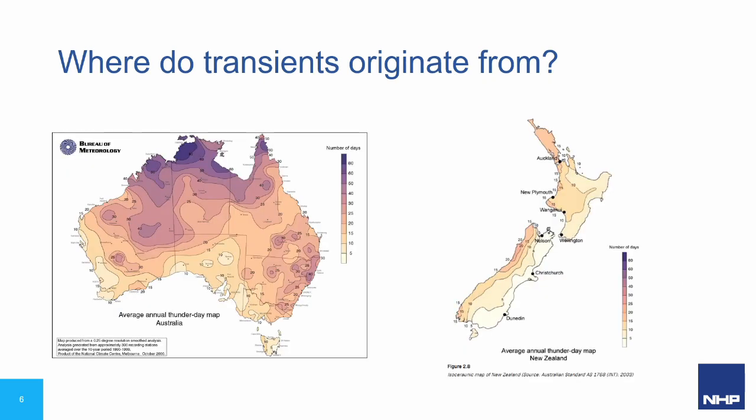Looking at lightning generated transients a little closer, these charts are known as keraunic or isokeraunic maps, and they represent the number of thunder days per square kilometre. This provides a historical representation of how many lightning strikes occur per square kilometre per year and can be used as guidance on how likely your facility is to receive a transient as a result of lightning. The darker the coloration, the higher the lightning risk.